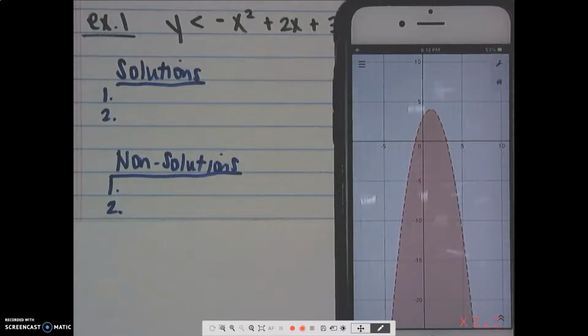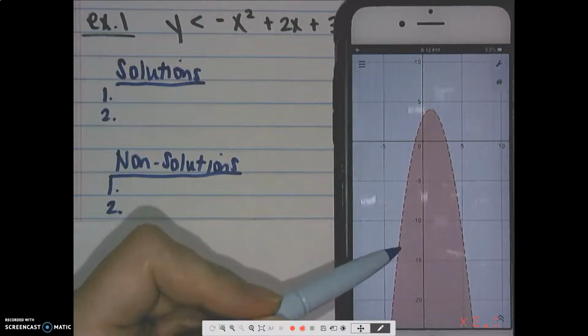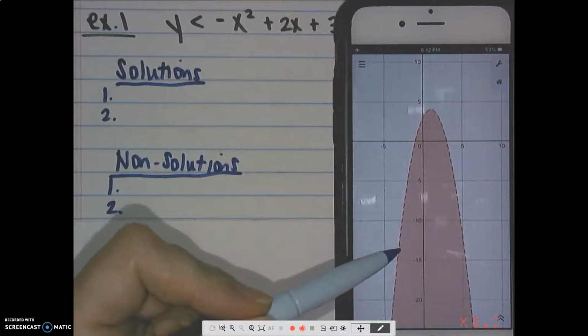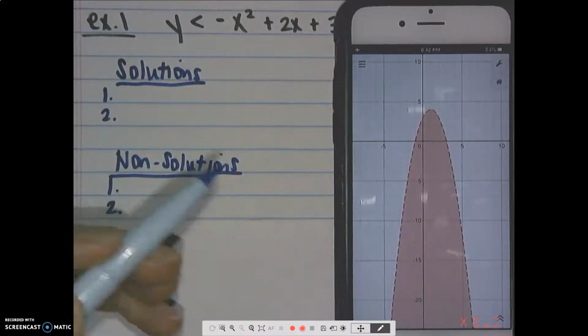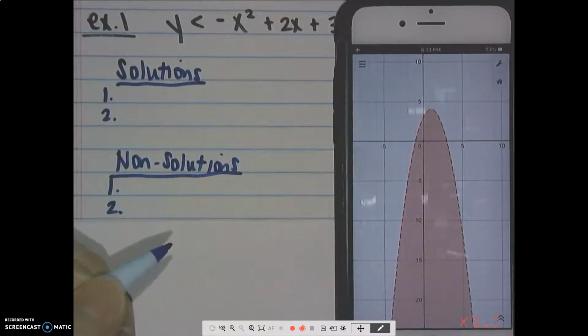All right, so let's talk about the difference of these. Where do solutions happen and where do non-solutions happen? Solutions are going to happen in the shaded area. Then it depends on the situation. If this is a dashed line, are the solutions allowed to happen on the dashed line? No, they are not. I highly suggest that you choose ones that are inside the shaded area if you have a choice. If you don't have a choice, then obviously you have to be aware.